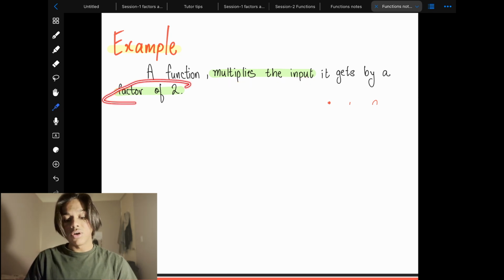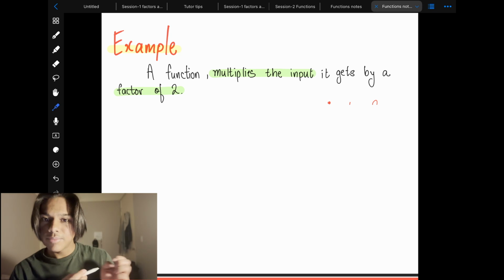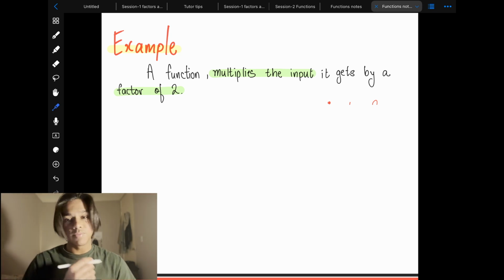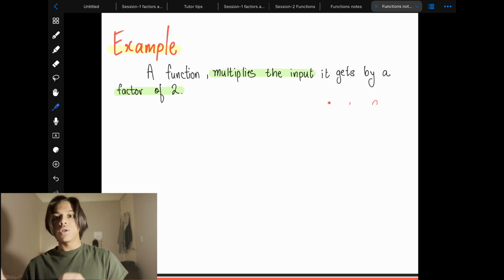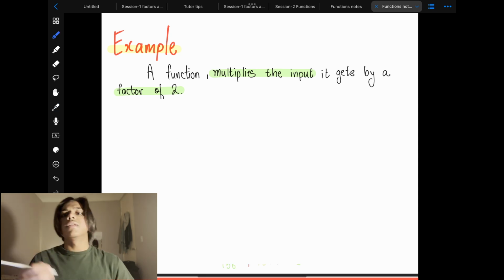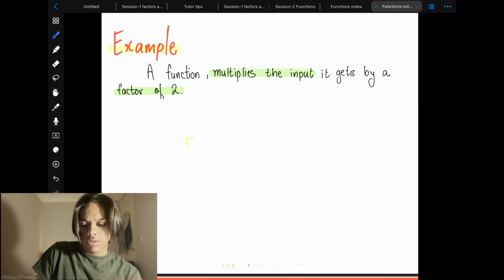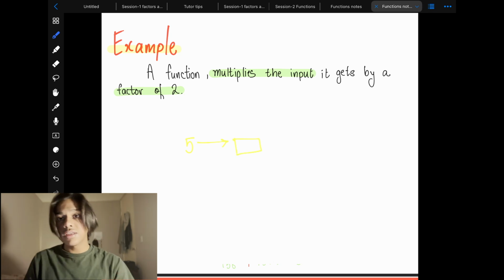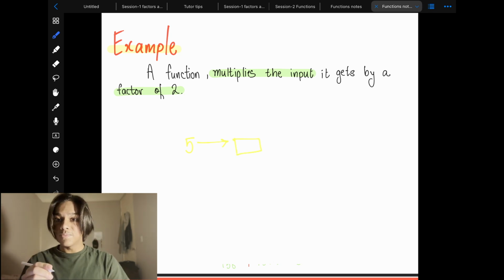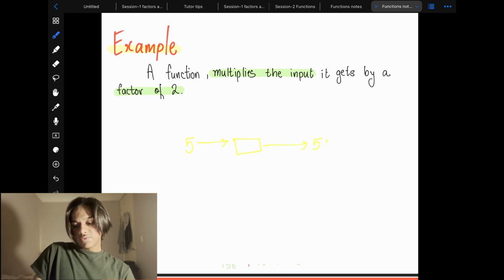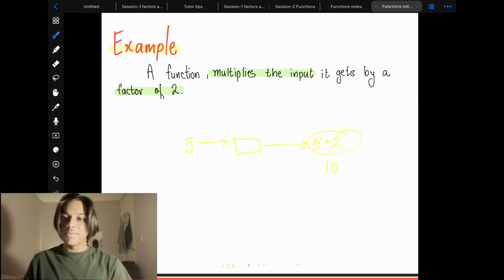by a factor of 2. So it gets an input, it multiplies it by a factor of 2. What it does basically is input times 2, and that is our output, right? It gets an input. Let's say it gets 5 as an input. So it got 5 as an input here. And what the function does is multiply 5 by 2 to get our output, which is 10.